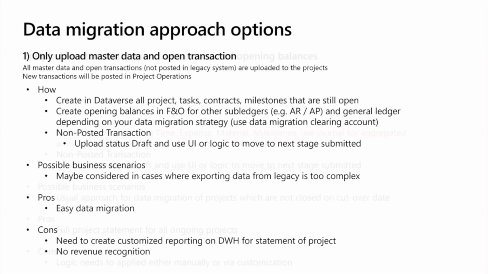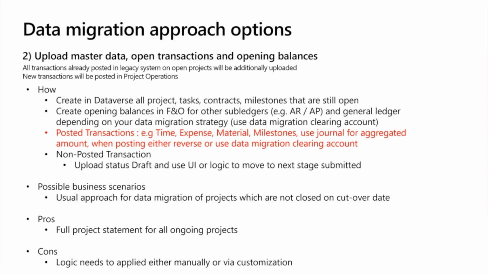So in most cases, we assume that besides doing what you have been doing in the first scenario, you're also going to add all transactions which were already posted in the legacy system for the open projects that were migrated. And how are we going to do that? Basically, all the steps are the same. The only thing that we're going to do for the posted transactions is create a journal, and we're going to aggregate amounts for the time, expense, and materials that were already posted. And when we post this journal, we either use a data migration clearing account, or we can reverse that posting in our finance and operations. We just have to avoid that information, which will already be in the opening balances that we have uploaded, being counted twice.